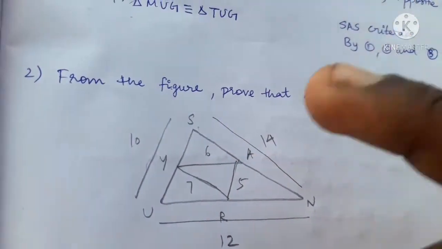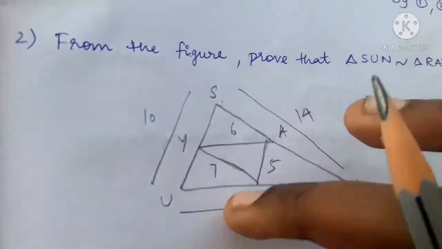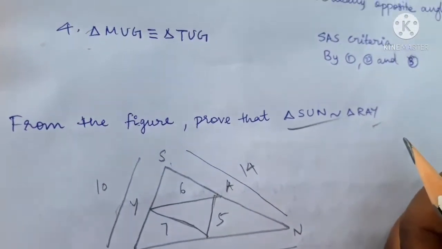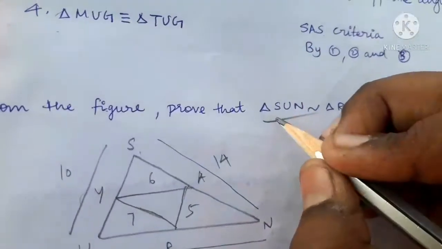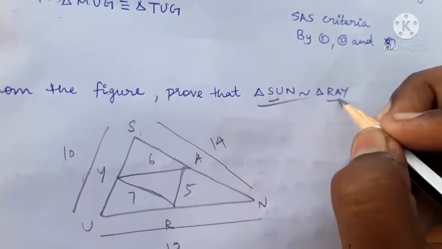SUN, the big one, and RAY, the small one. The order should be very important. Why I am telling this means you should just say SU and RA as equal, not SU and AY.